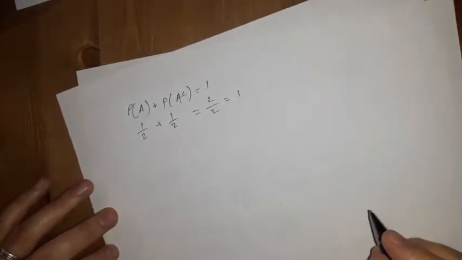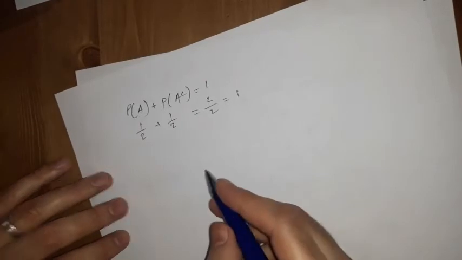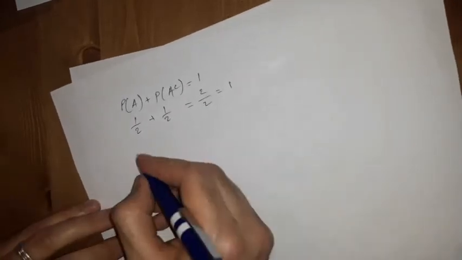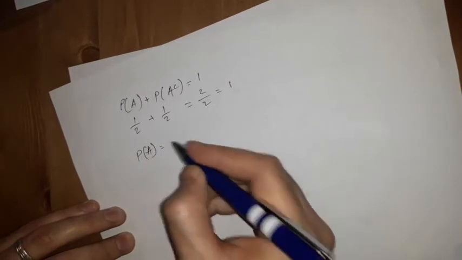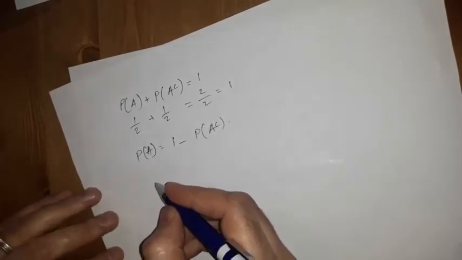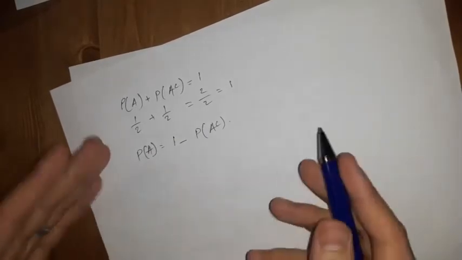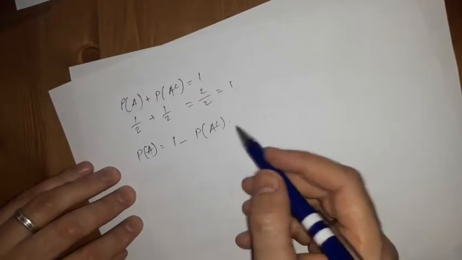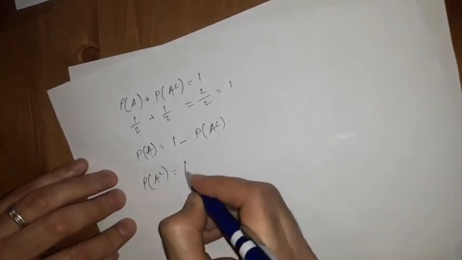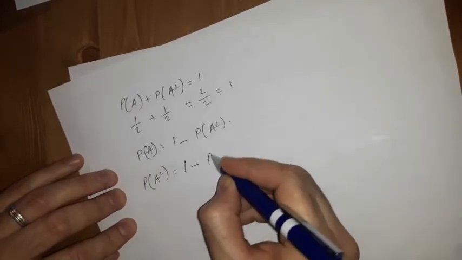And from this, we understand that the probability of an event is 1 minus the probability of its complement. So the probability of the event equals 1 minus the probability of the complement of the event. And the same thing, the probability of the complement of an event is 1 minus the probability of the event. Those things are going to help us a lot to find probabilities.